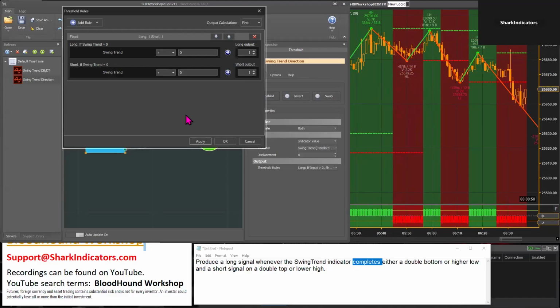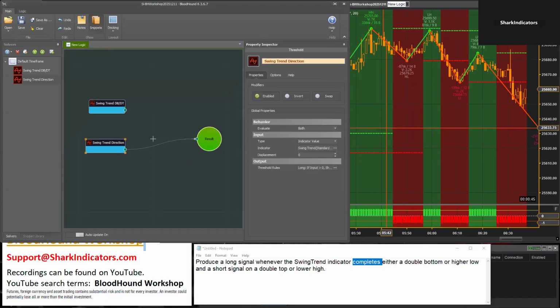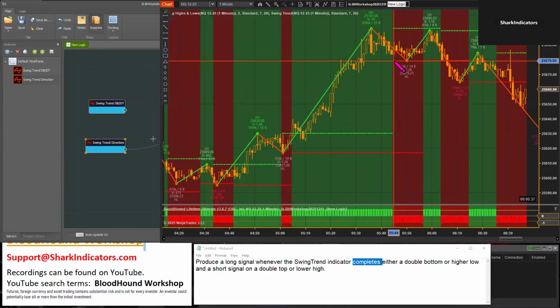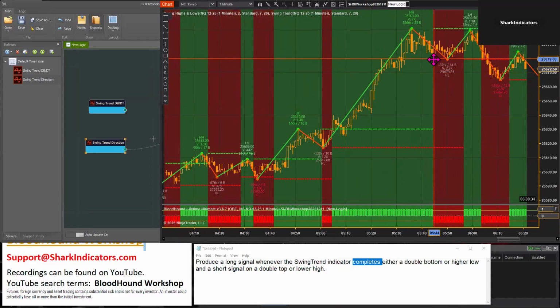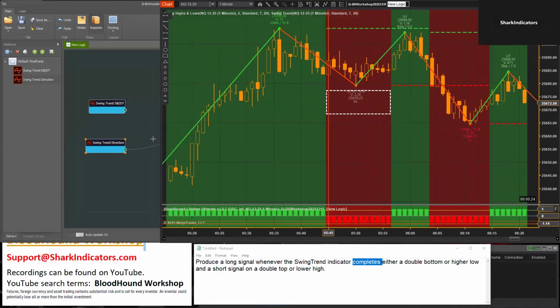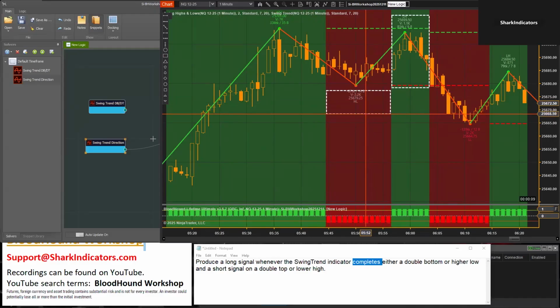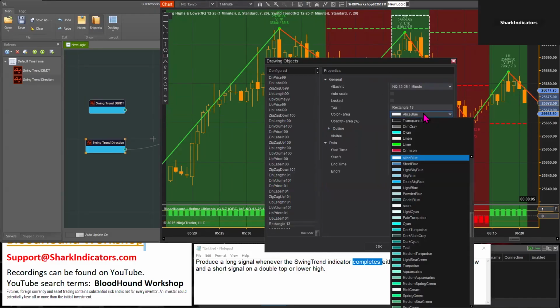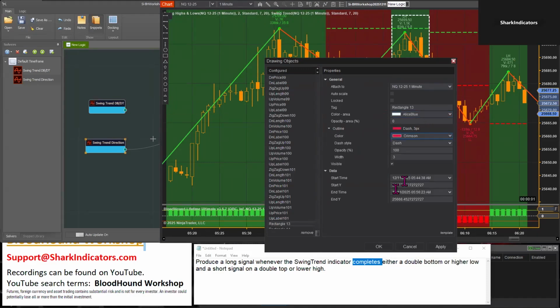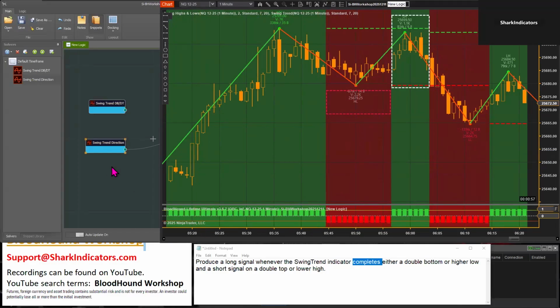All right, let's see here. That's not what I wanted. I wanted the other square. There we go. I just want to draw here and identify which bars we have, this swing low and swing high here. All right, good enough.